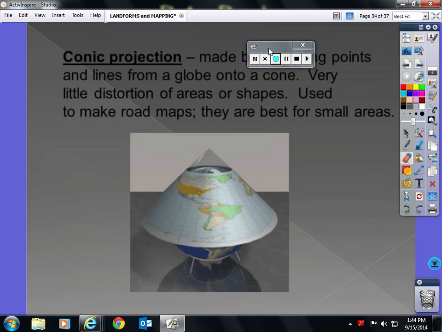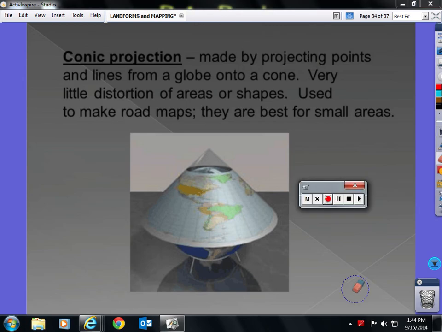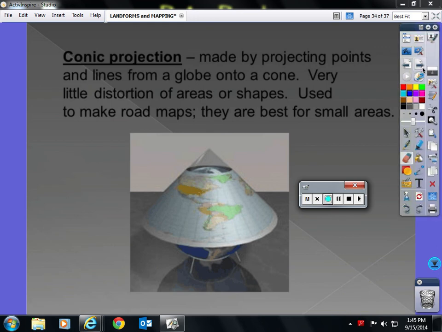Okay, a conic projection is made by projecting points and lines from a globe onto a cone. This would be used for pilots. So it has very little distortion of the area or the shape. It's used for road maps, smaller areas, because it can be detailed.